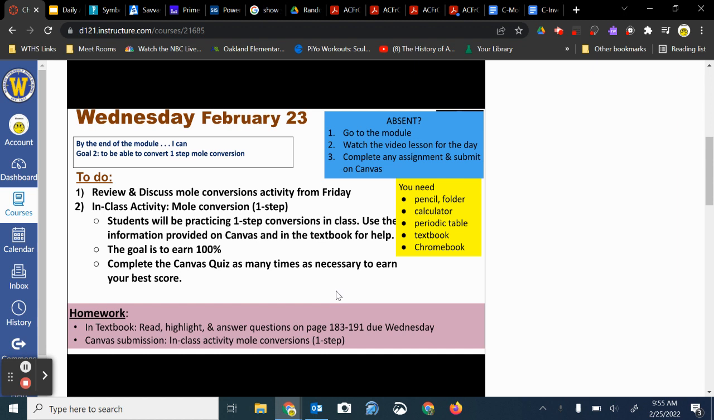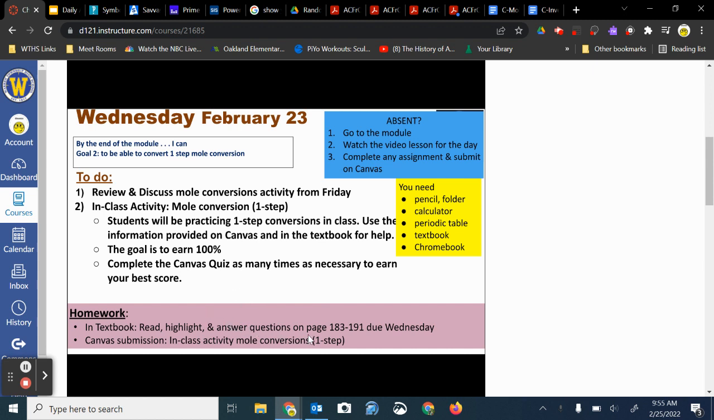This is a Canvas assignment. Students will be practicing one-step conversions in class and use the information provided on Canvas and in your textbook and Friday's activity. The goal is to earn a 100%. You want to do it as many times as you can or need to get there, and then to get your best score.